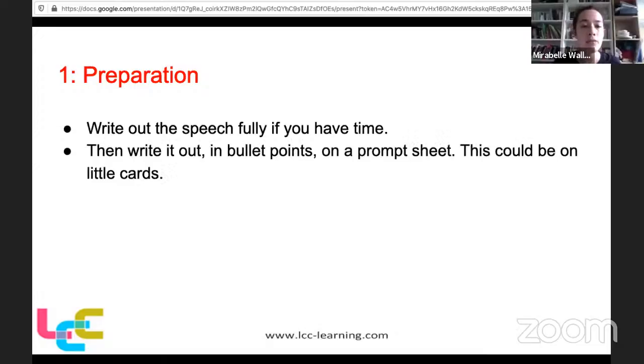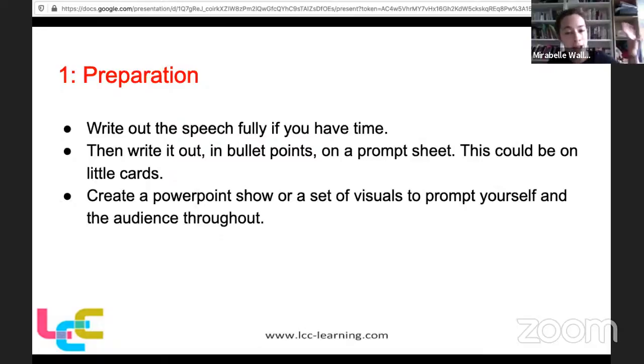Secondly, I would then write it out in bullet points on a prompt sheet. So even if you've already written it out fully, it's a really good idea to condense your argument into bullet points on a prompt sheet. And you could even put this on little cards in front of you so that you can have them to refer to throughout your speech to remind you of where you are. You don't want to put everything in your speech on the prompt sheet.